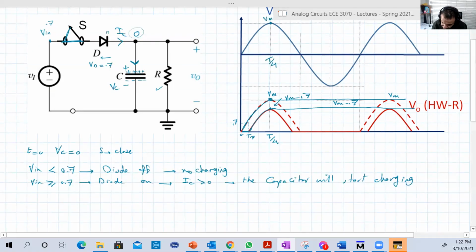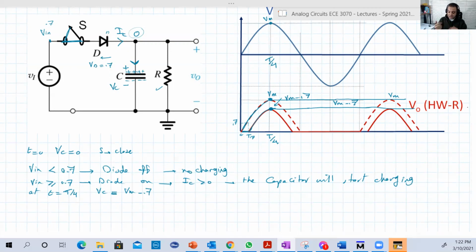At that point, let's go with the constant voltage model. This is the point at which the input reaches Vmax. At that time, VC will be Vmax minus 0.7. So at t equal to T over 4, VC will be Vmax minus 0.7. Then the input will now start to decrease from Vmax.